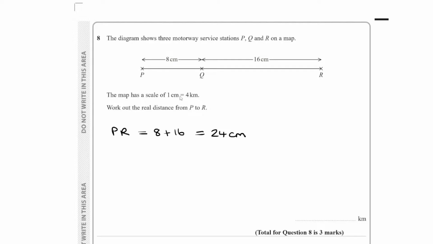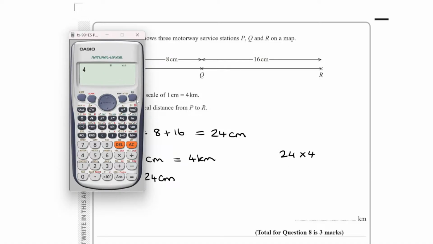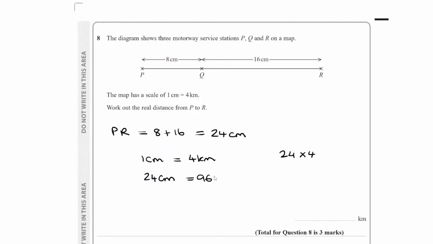After that, we obviously are going to convert it into kilometres. So for every 1 centimetre, we need 4 kilometres. So I'll line up, same as I did with the metres and centimetres earlier. Here's my conversion, and then I've got 24 centimetres. I just need to times it by 4, don't I? 24 times 4. So you can grab your calculator, obviously. 4 times 24 is 96 kilometres. So your answer is 96.